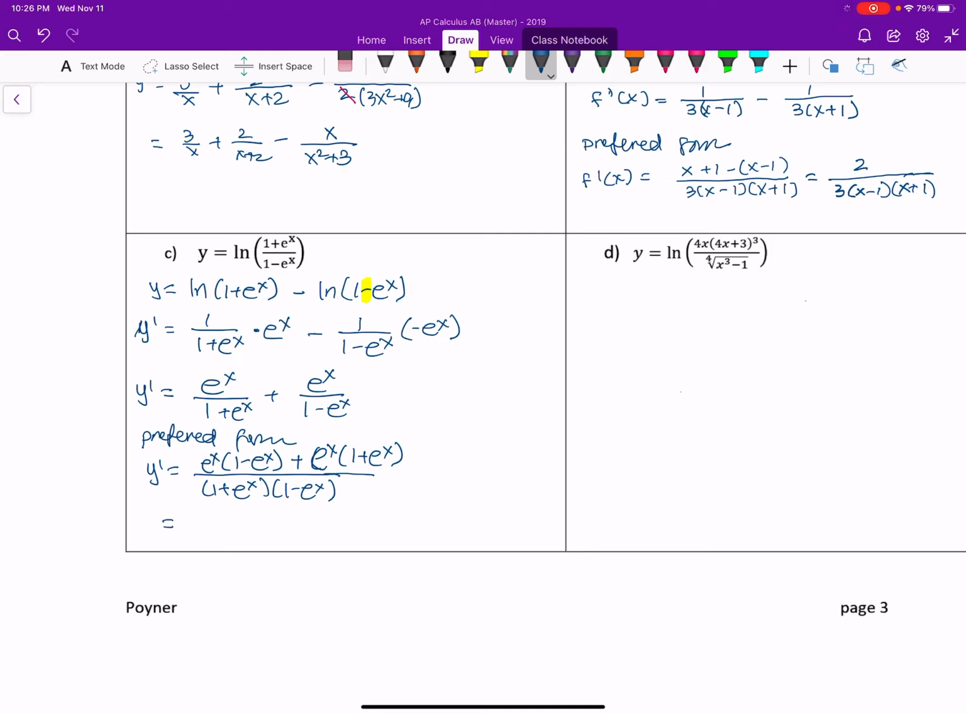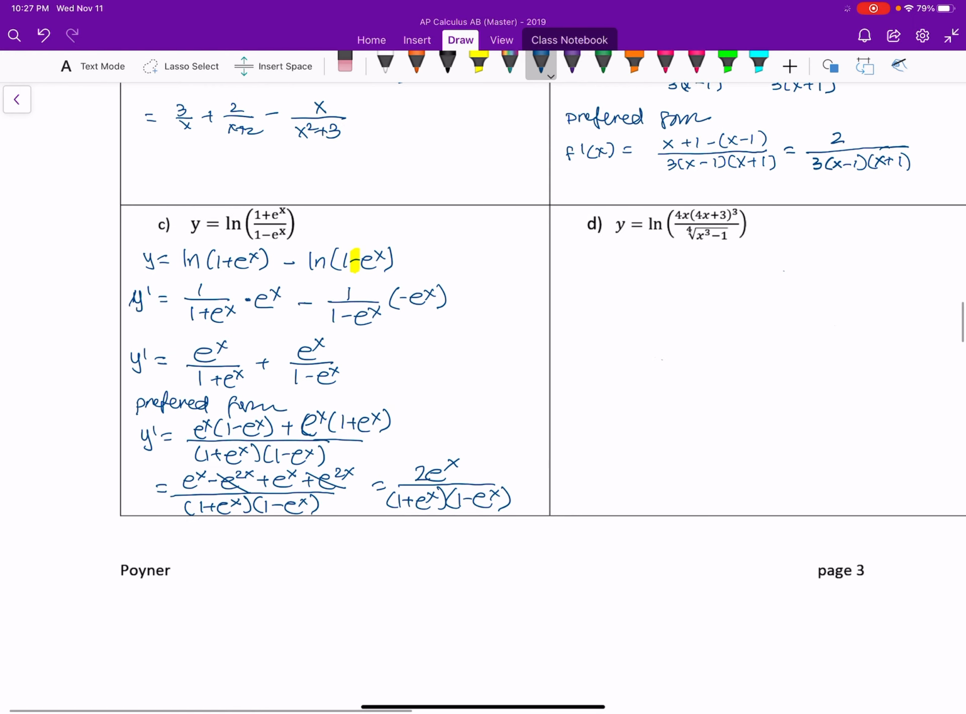And let's see what that simplifies to. So we end up with e to the x minus e to the 2x plus e to the x plus e to the 2x over 1 plus e to the x times 1 minus e to the x. And then these two fellas cancel out, and I'm left with 2e to the x in the numerator, and then 1 plus e to the x times 1 minus e to the x in the denominator. That would be the preferred form.